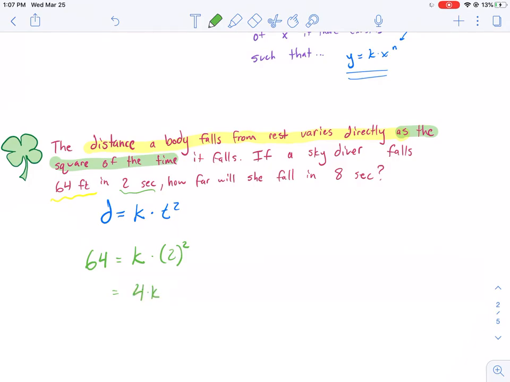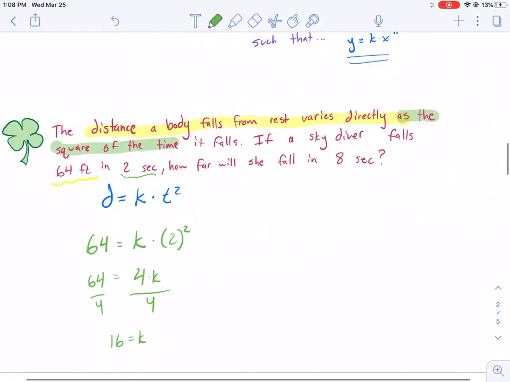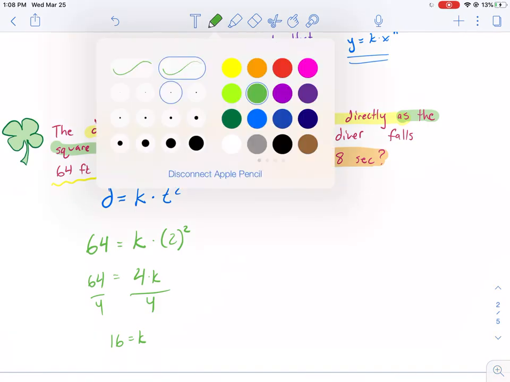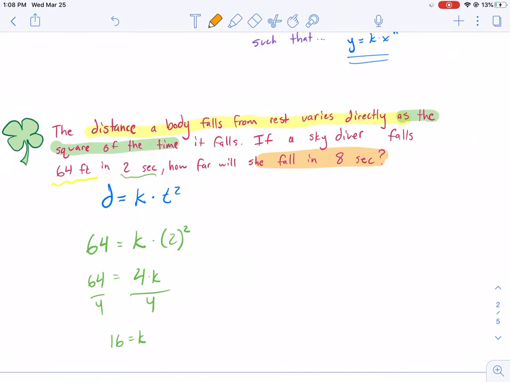I'm going to put the k second: 64 equals 4k. Divide both sides by 4, and I get 16 equals k. Now that we have that, we're ready to proceed so we can find out how far she falls in 8 seconds. That's what it's asking. It's not asking for the constant of variation, it's just asking for another example. But intuitively, we are going to find the constant of variation first.